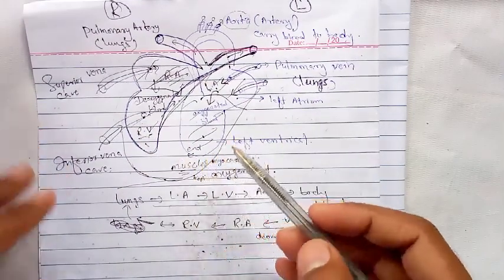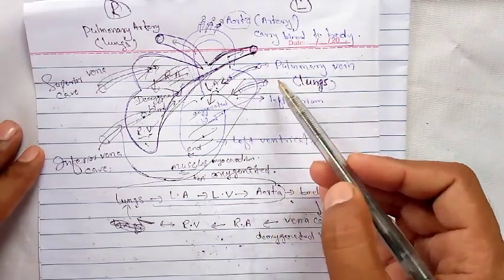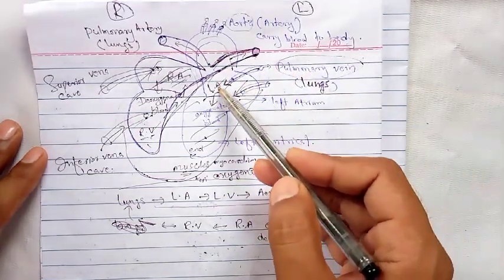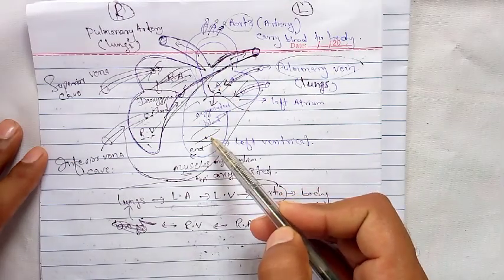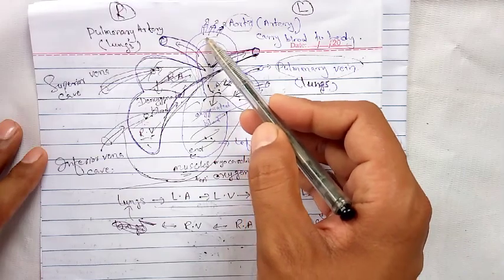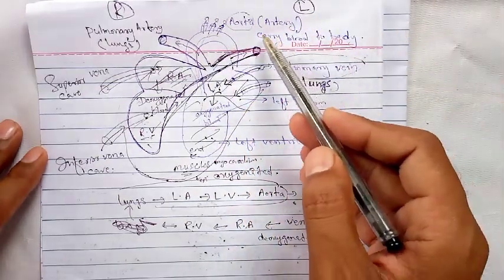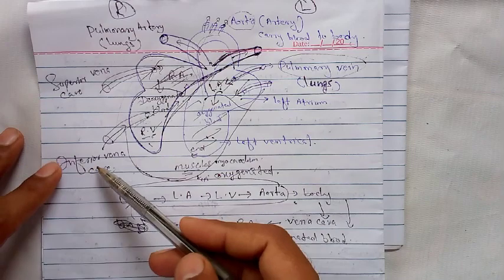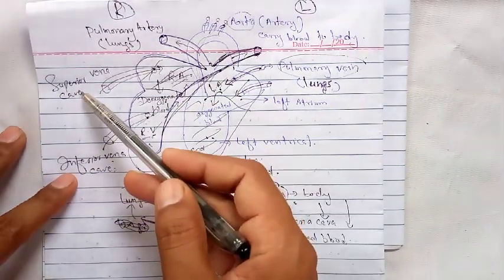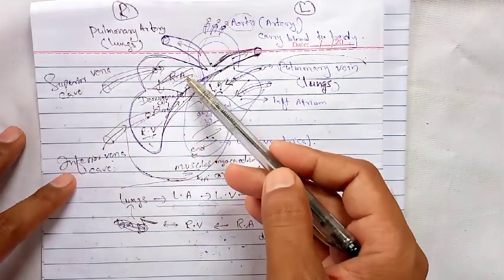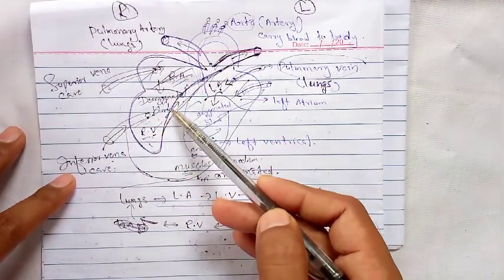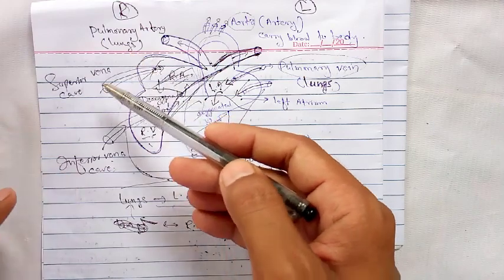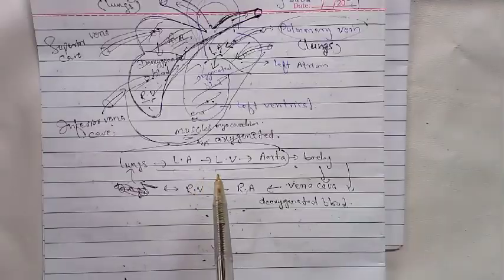Now here you can see the pulmonary veins. With the help of these pulmonary veins, blood comes from the lungs to the left auricle, then into the left ventricle. After that, this blood goes into the aorta, an artery which carries blood to the body. After the body, this blood comes along the inferior vena cava or superior vena cava. It again comes into the right auricle and then into the right ventricle. After that, along the pulmonary arteries, blood again goes into the lungs.